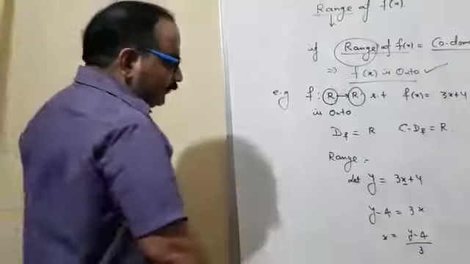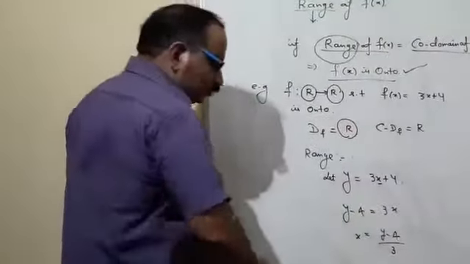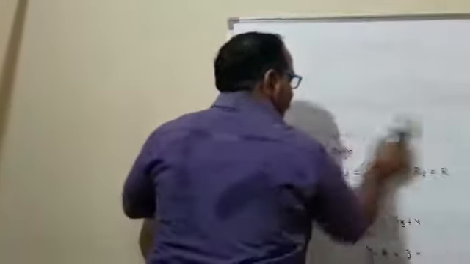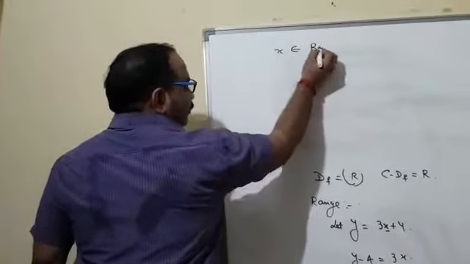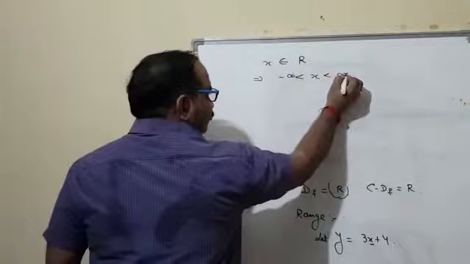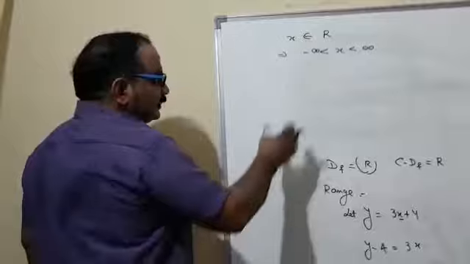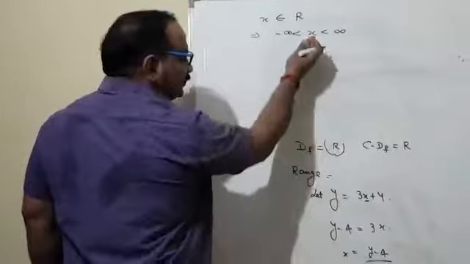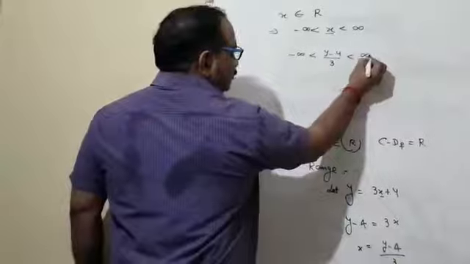Now this x is coming from which side? That x is taken from the domain side, that is to say, real numbers. So I should put that condition here. x belongs to real numbers. That means x is lying between minus infinity and infinity. A real number can be expressed in inequality form as minus infinity less than x less than infinity. In place of this x, I should place (y minus 4) by 3, the value of x. Minus infinity less than (y minus 4) by 3 less than infinity.